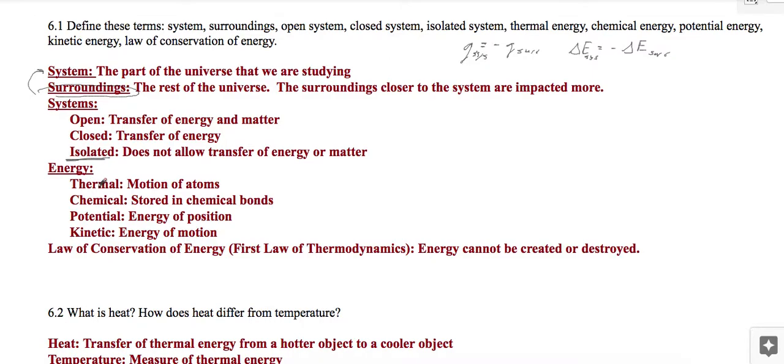We have the different kinds of energy again, and the law of conservation of energy is going to be the first law of thermodynamics also, which says that energy cannot be created or destroyed.